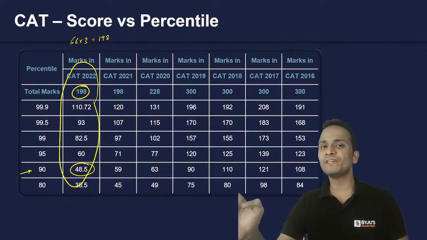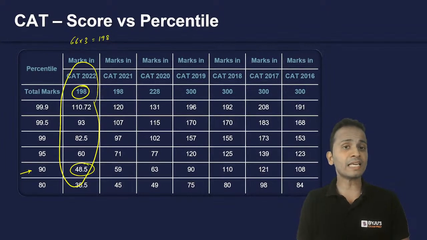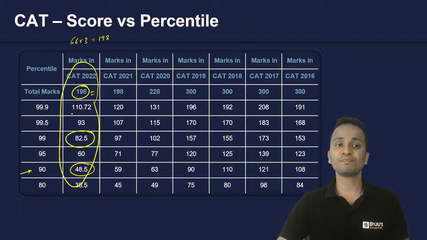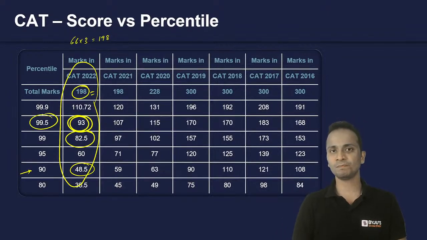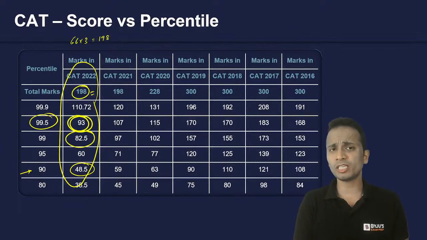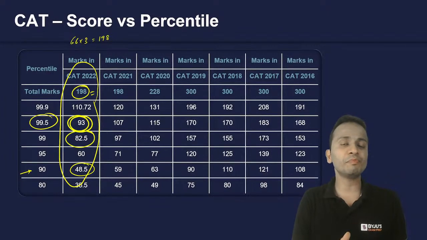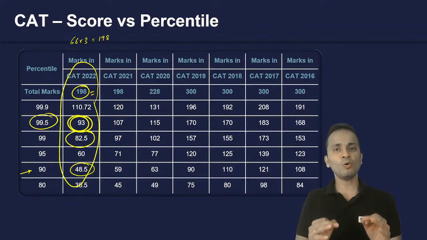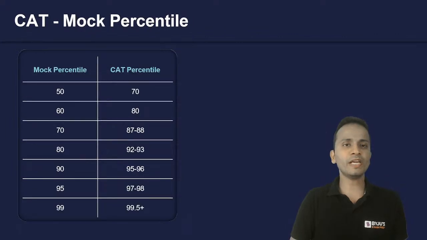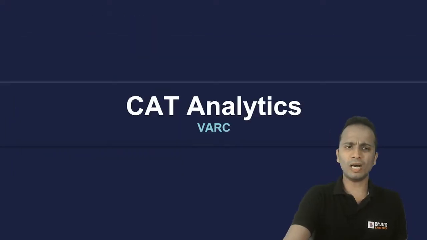So not even a 50% score in CAT will take you to 99 percentile. Out of 198, this is less than half. Even this is less than half, 93 marks will fetch you 99.5 percentile. Looking at this, you can say that obviously it is not easy, but how achievable this target is. If you have a proper plan in place, all these things can be achieved easily. All right.